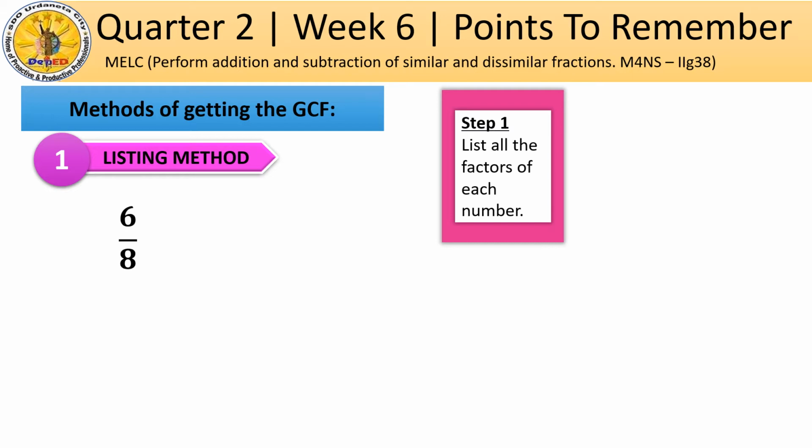Let's get the factors of 6. So what are the factors or numbers that can divide 6? Ang 1 ay divisible by 6. We have also 2, plus 2 times 3 is 6. We have 3 and 6, which is the number itself.